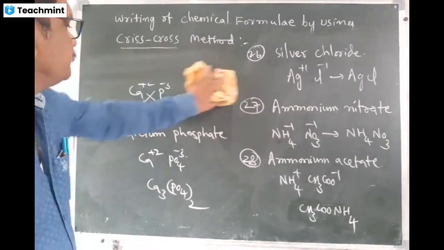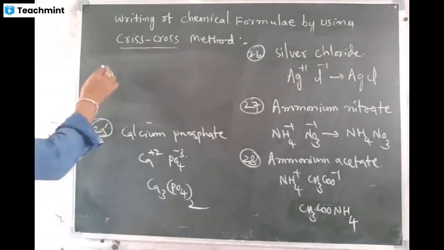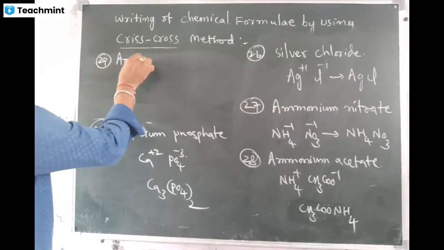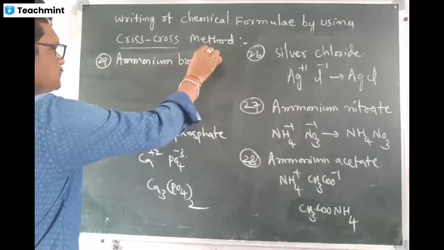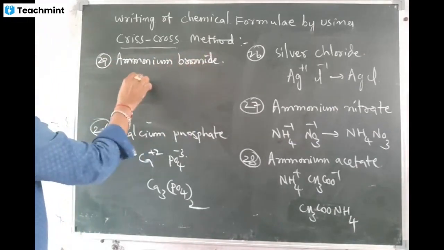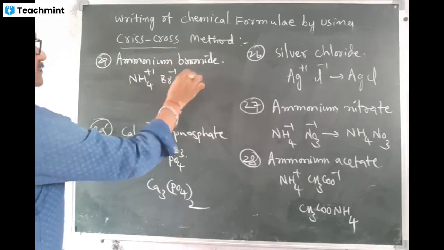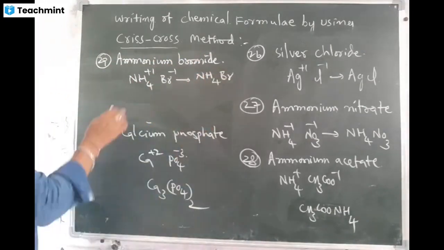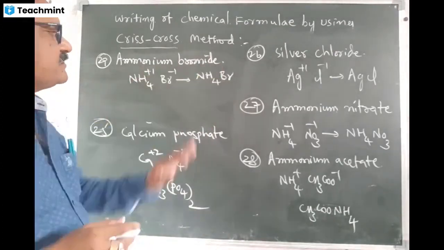Next, ammonium bromide. 29, ammonium bromide. So ammonium means NH4 plus 1. Bromide means Br minus 1. Then the formula should be NH4Br. That's all. So whenever you have an idea about charges, it's very easy to write the formulas.